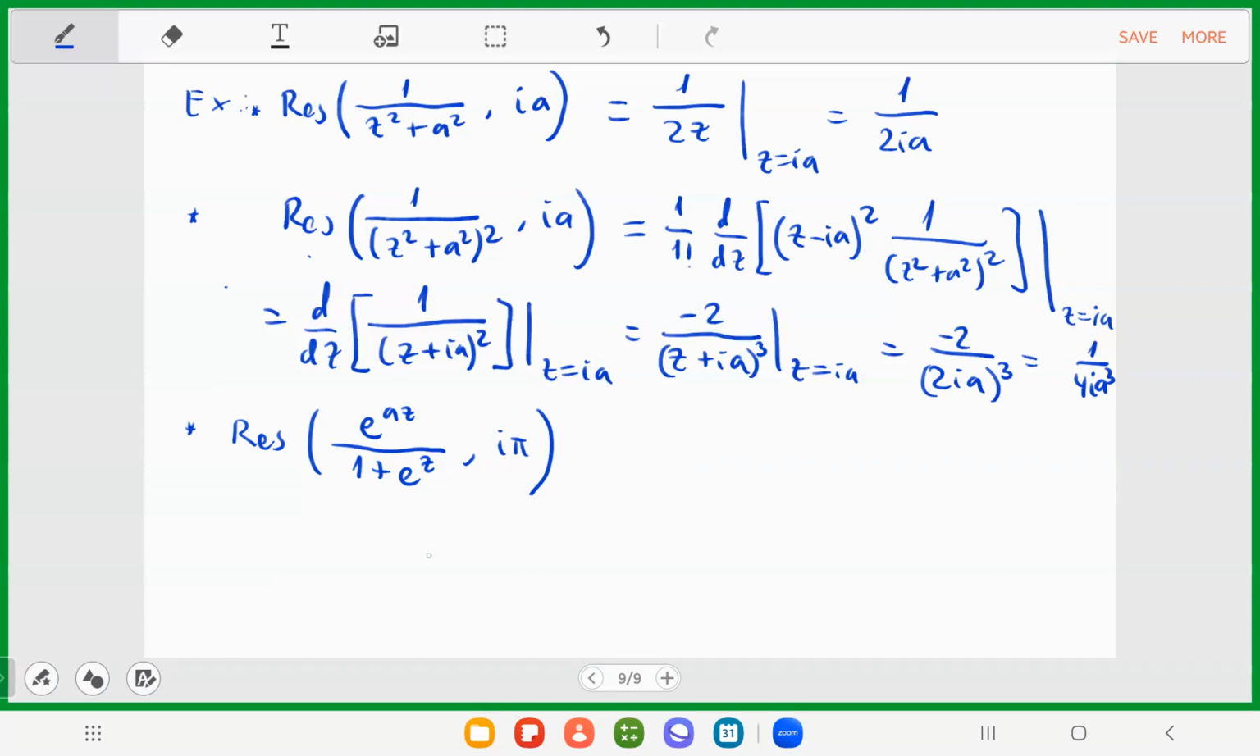All right, let's check again. The exponential of i pi is -1, right? So that means the denominator is 0. But the derivative of the denominator is the exponential of z, evaluated at i pi, it's -1, as we are saying here. So this is a simple pole, right? So let's use a simple pole method.